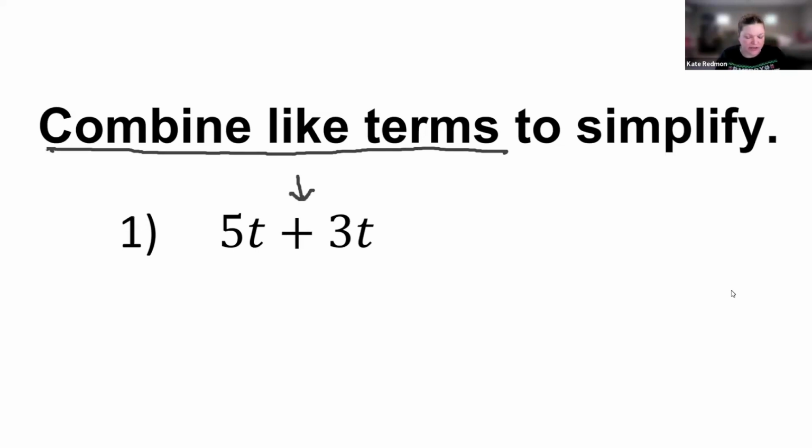So taking a look at this term, this is a t term. Its variable portion is a t. This is also a t term. They are like, I can combine them. It's kind of like I have 5 tomatoes and I put it together with 3 tomatoes. I'm going to end up with a total of 8 tomatoes. Well, if I have 5 t's and I add it together with 3 more t's, I get 8 t's.